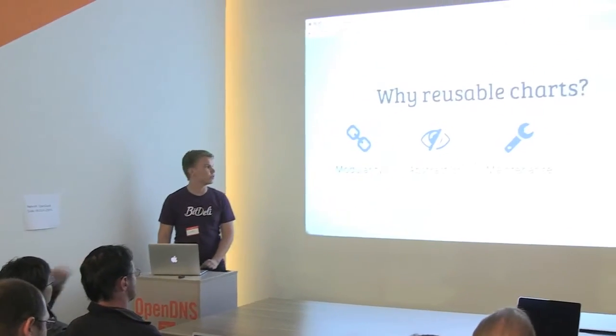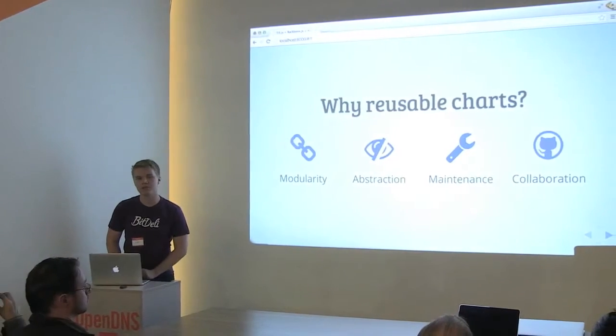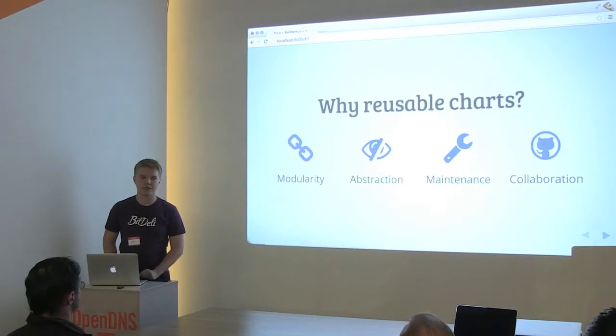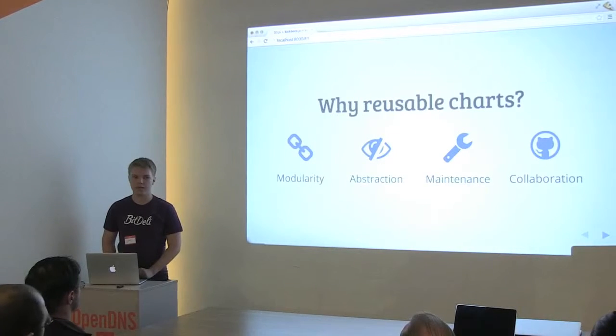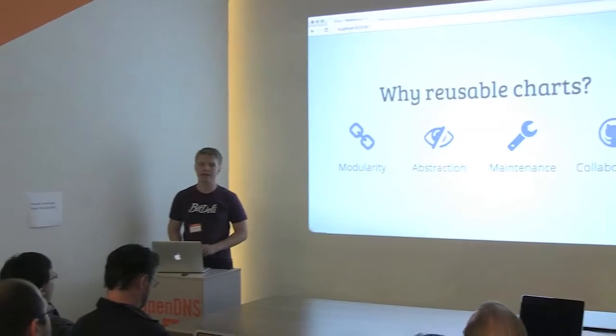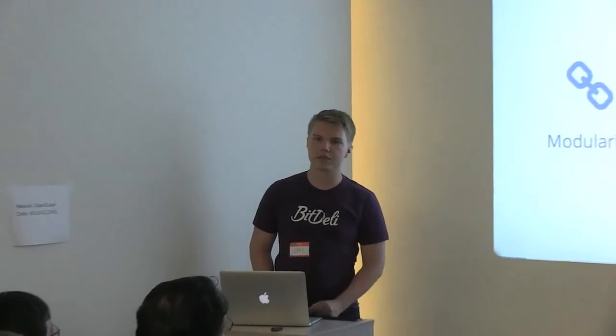Of course, there's maintenance. Chris talked about testing. That's always better with reusable charts. And collaboration. This is interesting because a lot of companies are nowadays open sourcing parts of their application. There's Bootstrap from Twitter. There's a lot of code that is inspired by something running in production and gets open sourced and gets a life of its own. That's really interesting. And with reusable charts, it's possible to share the benefits with other people too.